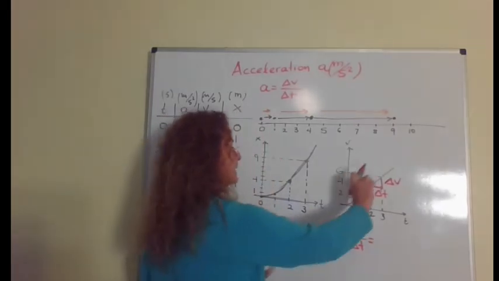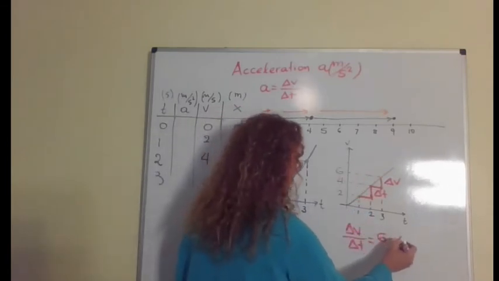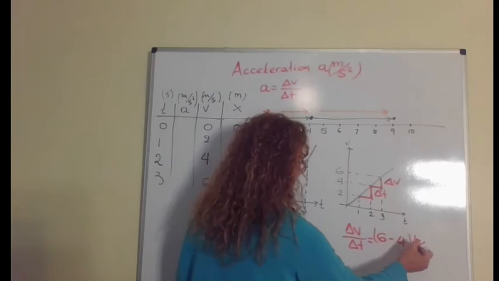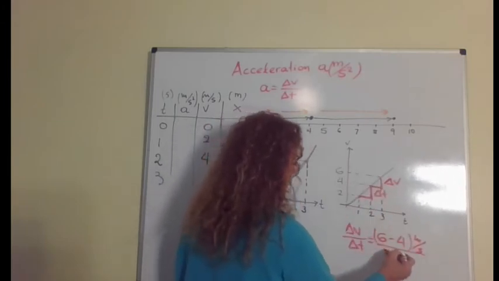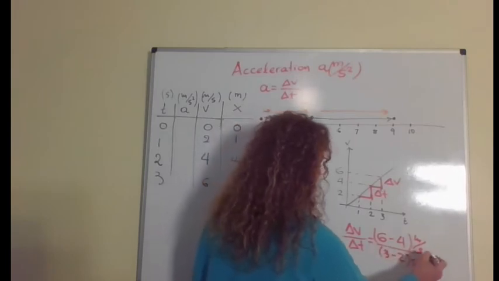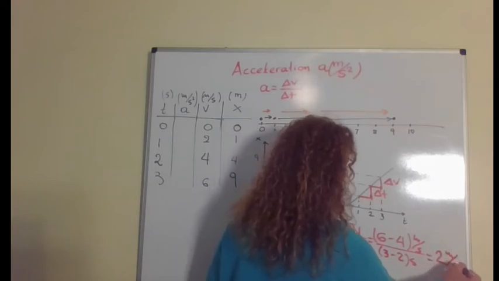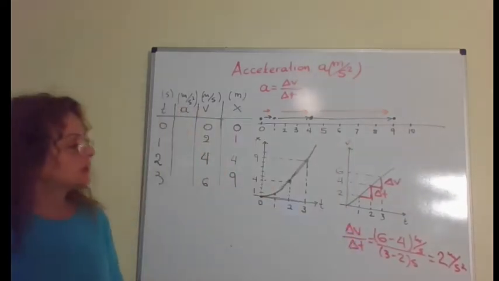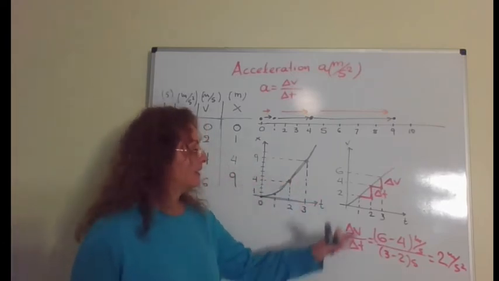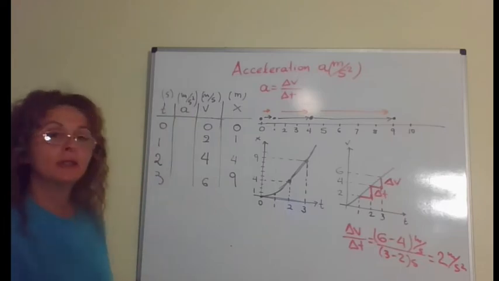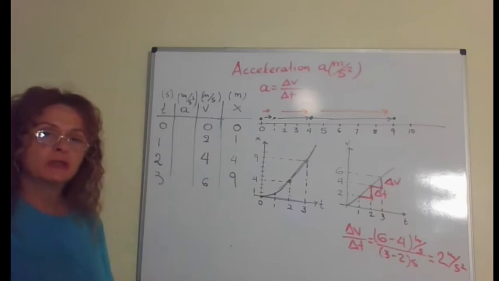the slope in this case is the rise, the increase in velocity, which is 6 minus 4 meters per second. Well, the change is 3 minus 2 seconds, which gives me a 2 divided by 1, 2 meters per second squared. So I see that my velocity changes by 2. Well, I knew that, but let's say I didn't know the graph, right? My velocity changes by 2 meters per second, meaning meters per second squared.